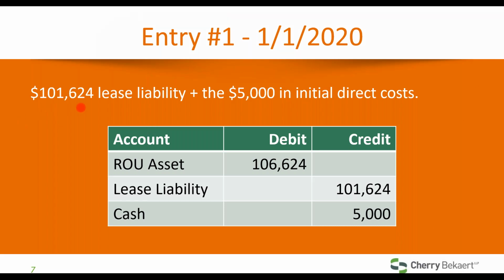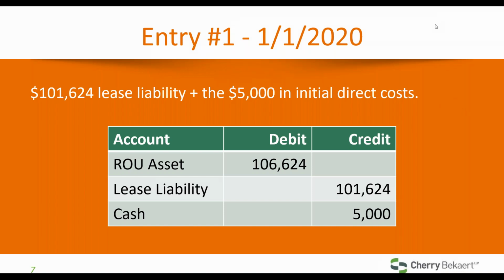And so we've got the lease liability, which is simply the present value of the minimum lease payments at that interest rate of 10%, and that is $101,624. Fairly simple. That's going to be our lease liability, as you can see right here. The initial direct cost, which we paid at the commencement date of the lease, is going to be that cash payment of $5,000. And then the right of use asset is just going to be the lease liability plus those initial direct costs. Fairly straightforward example.